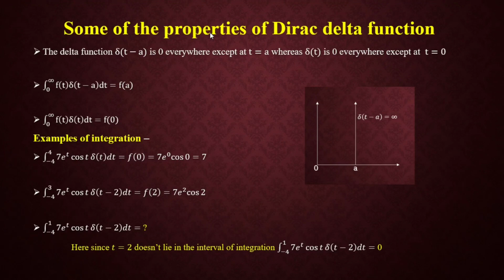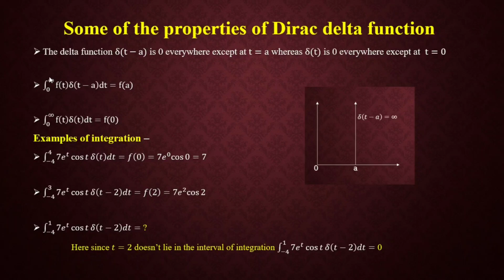Now let's go through some of the properties of the Dirac delta function. We already know the first one. That is, the delta function δ(t - a) is 0 everywhere except at t = a. That is, at t = a, we have δ(t - a) equal to infinity. And δ(t) is 0 everywhere except at t = 0, because at t = 0 we have δ(t) equal to infinity. Now the next property: the integral from 0 to infinity of f(t) δ(t - a) dt is equal to f(a). This f(t) can be any function, and you can write this integral from minus infinity to infinity also.